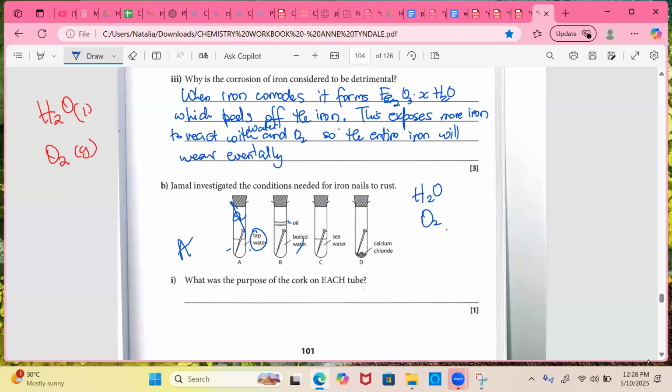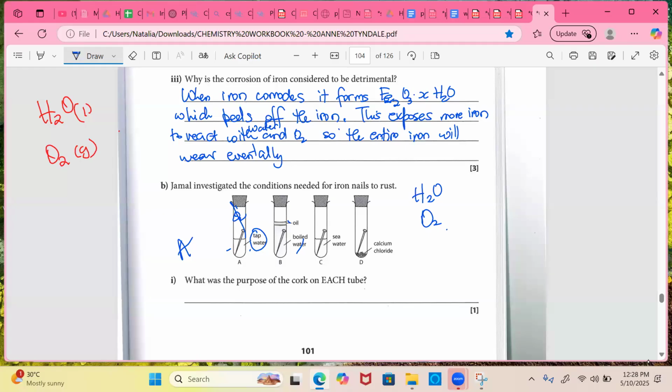In B now, we have oil. Oil prevents oxygen and we have boiling water. So there will be no rusting in B because we only have one factor, which is the water. In C, we have seawater. There's nothing there to remove the air. So we're going to have rusting occurring in A and C.